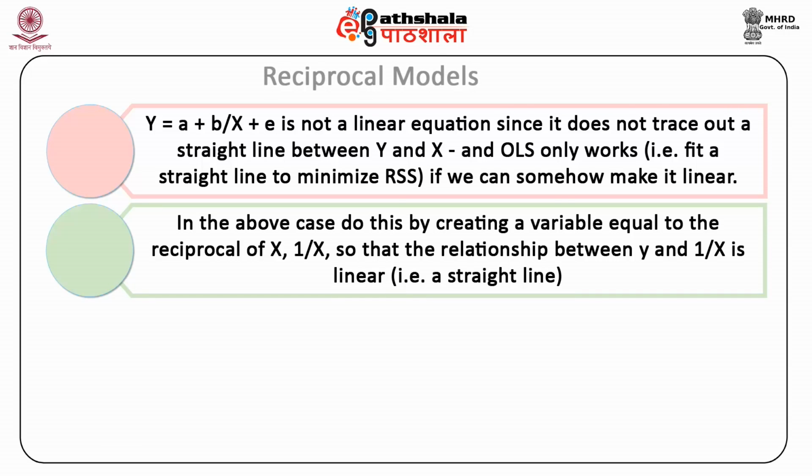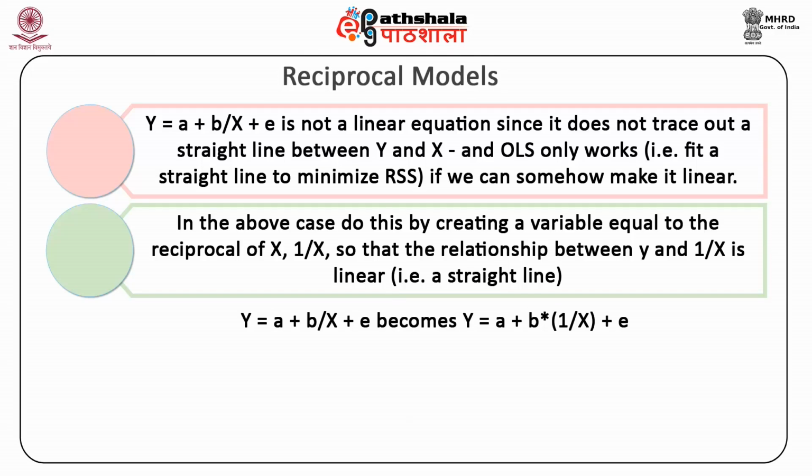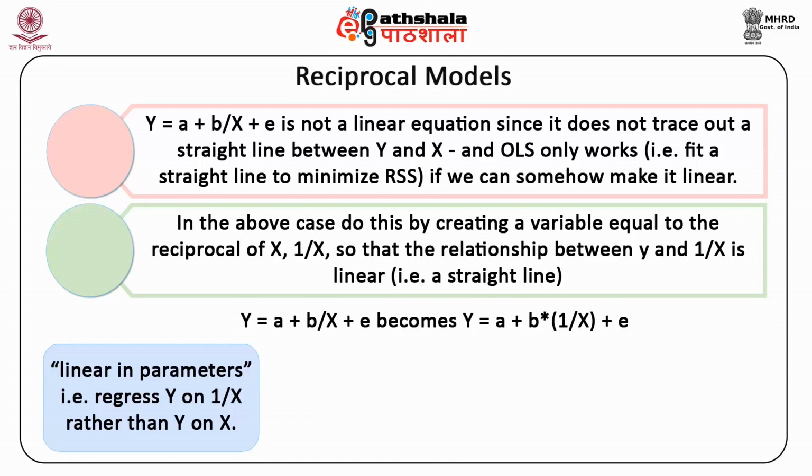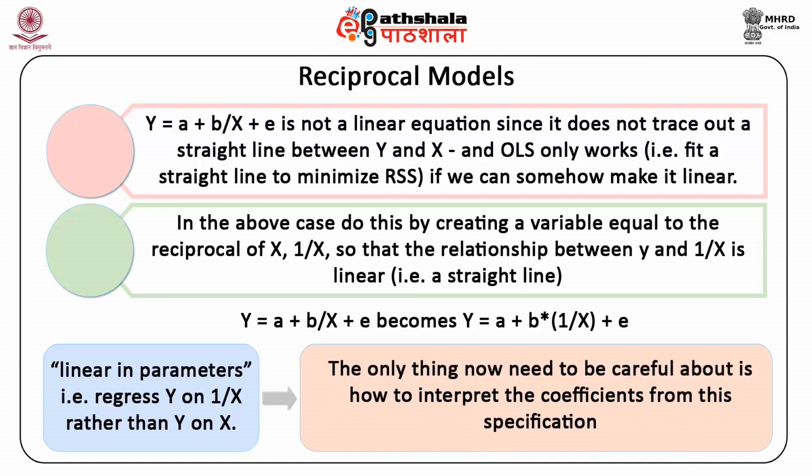In the above case, we do this by creating a variable equal to the reciprocal of x, that is 1/x, so that the relationship between y and 1/x is linear, that is a straight line. So y = a + b/x + e now becomes y = a + b* (1/x) + e. And now it is linear in parameters, which means we can regress y on 1/x rather than y on x. The only thing we now need to be careful about is how to interpret the coefficients from this specification.